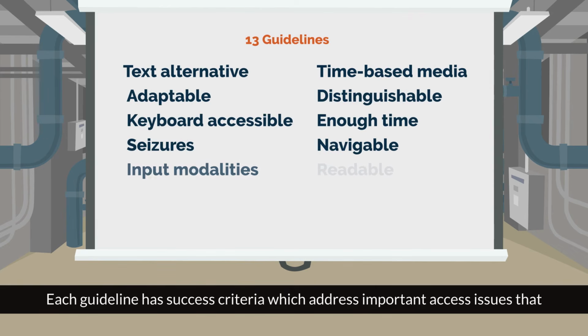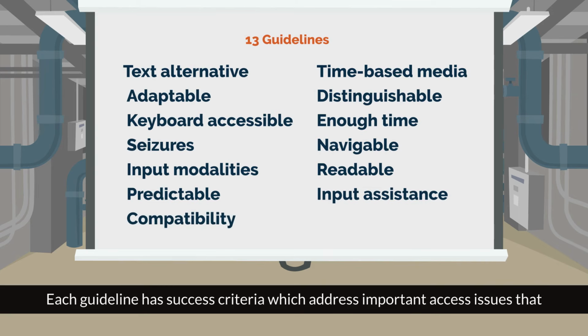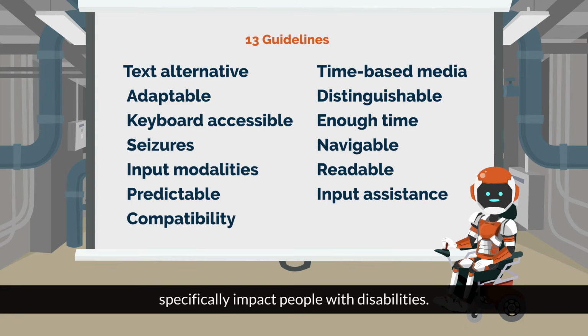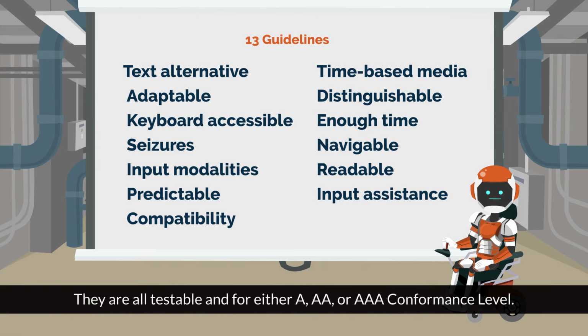Each guideline has success criteria which address important access issues that specifically impact people with disabilities. They are all testable and for either A, AA, or AAA conformance level.